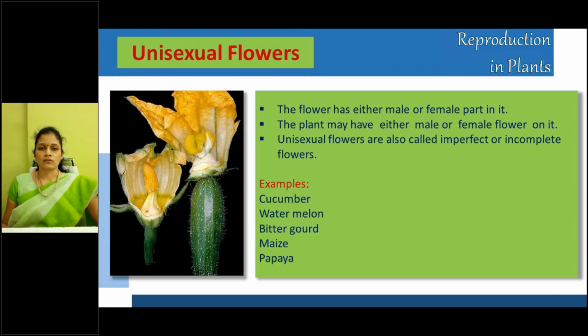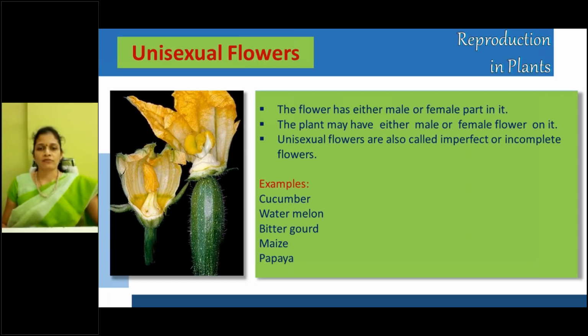See, here are the unisexual flowers. Unisexual flowers contain only one reproductive part in the flower. Look at this picture, children. This is the cucumber flower. Here, this is the male flower because it only contains the stamen. And this is the female flower because it consists of the pistil. So the flower may contain either the male or the female part in it.